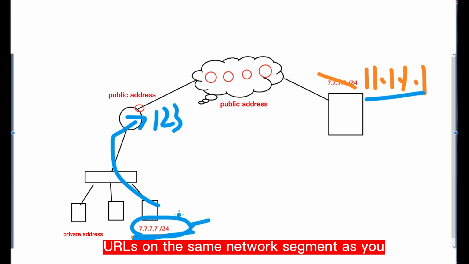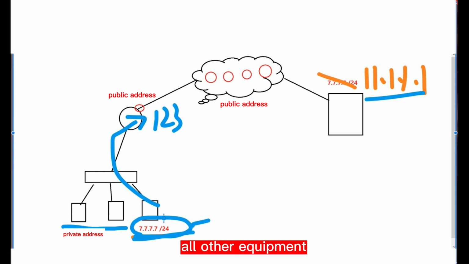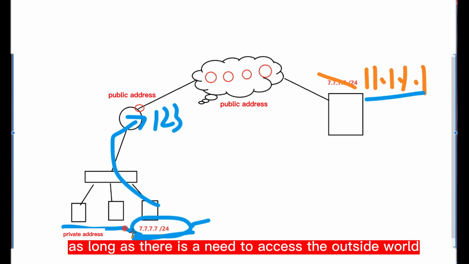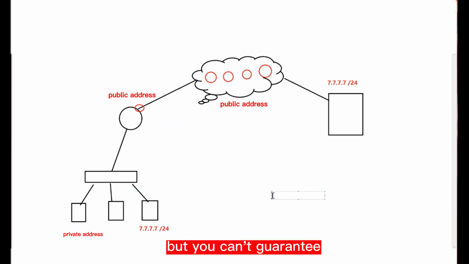But make sure that internally, if a public address is configured, you have no way to access future URLs on the same network segment as you, that is, an address conflict. Second, all other equipment that needs to access the outside world is affected. You can configure it, but you can't guarantee that this configuration won't affect other people's internet access.